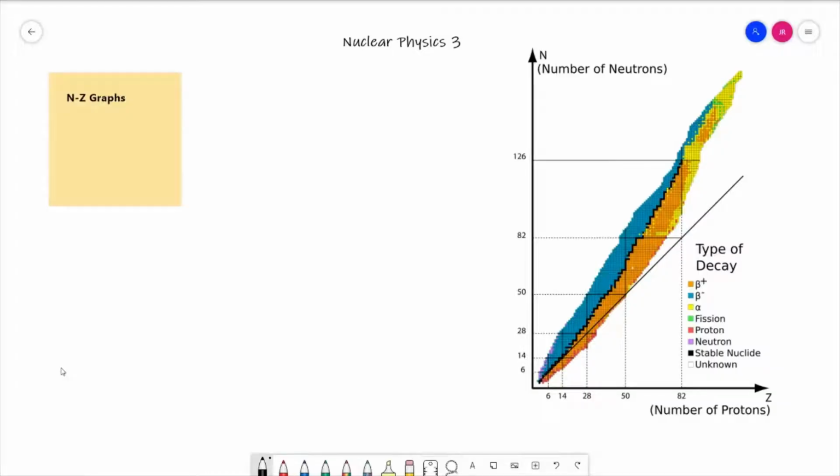Hello everybody and welcome to Nuclear Physics Lesson 3. Now in the last lesson we focused on NZ graphs, and just to remind you, N on the vertical axis was the number of neutrons and Z on the horizontal axis was the number of protons. So we looked at NZ graphs and some of the different regions on them, and what mode of radioactive decay nuclei in different regions were more likely to undergo.